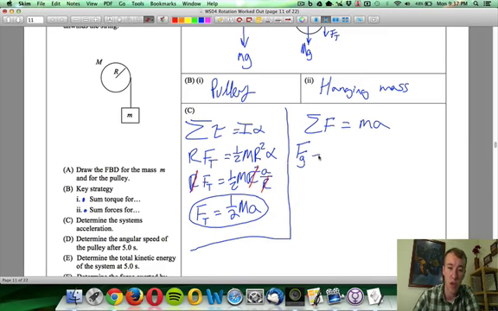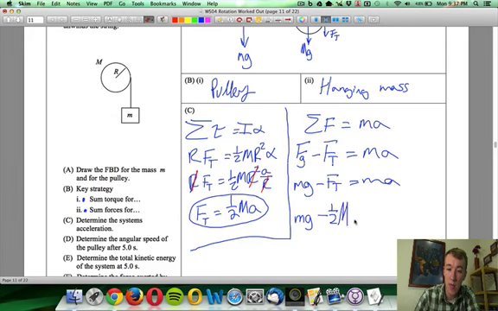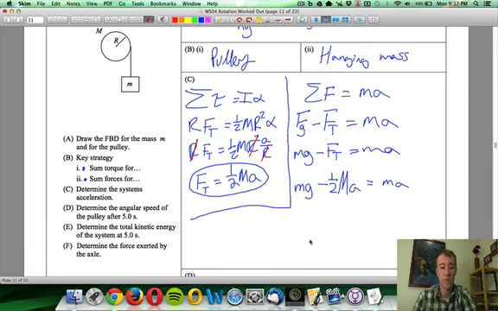So the force of gravity is positive, force of tension is going to be negative, and that's equal to mass times acceleration. Okay, so you got mg minus the force of tension equals mass times acceleration. We found tension right here. So this is little m times gravity minus tension, which was 1/2 capital M times acceleration, and that's all equal to little mass times acceleration.